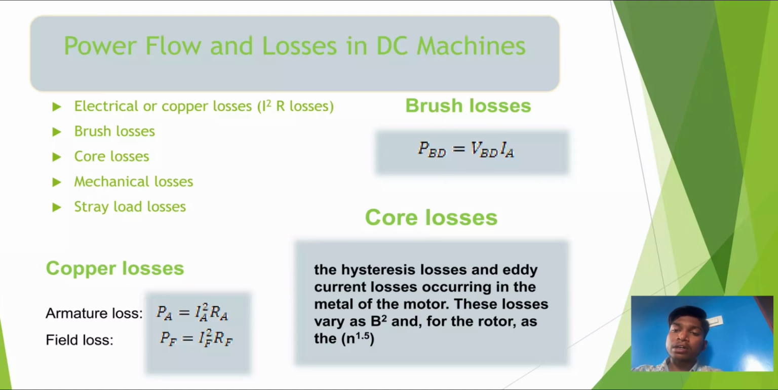Brush losses are considered as PBD equals VBD IA, and copper losses are considered as armature losses and field losses. Armature losses PA equals IA squared RA, and field losses PF equals IF squared RF. And core losses are the hysteresis losses and eddy current losses occurring in the metal of the motor. These losses vary as B squared, and for the rotor as N to the power 1.5.